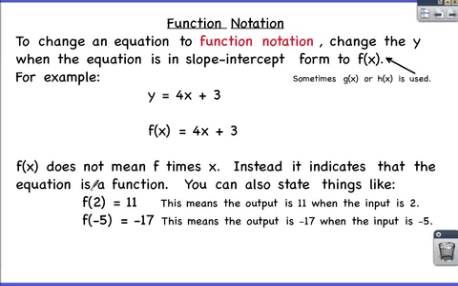If you have a statement such as f of 2 equals 11, this means that when I have an input of 2, the function machine will spit out an output of 11. So f of 2 equals 11 means that the output is 11 when the input is 2. In f of negative 5 equals negative 17, this means that the output is negative 17 when the input is negative 5.